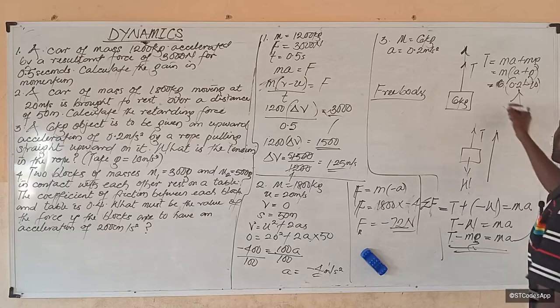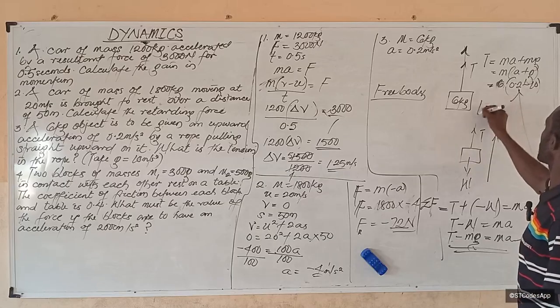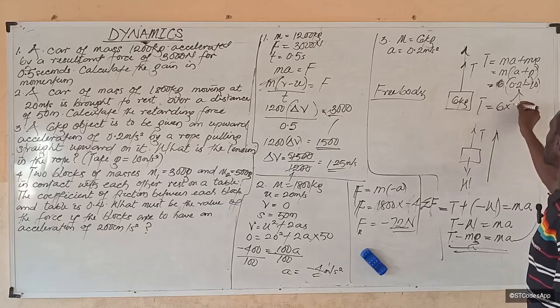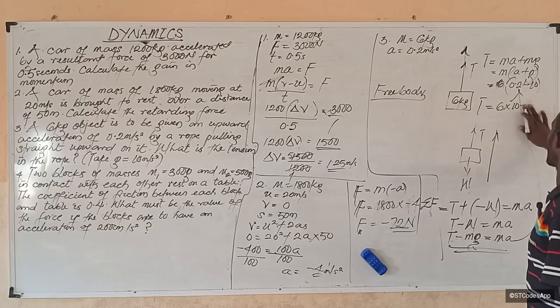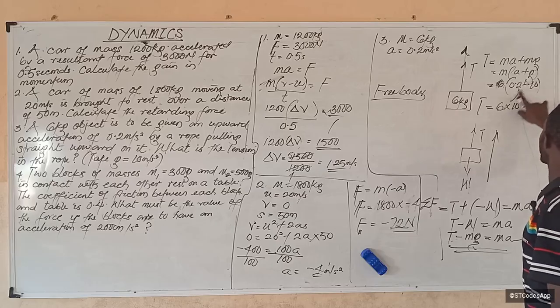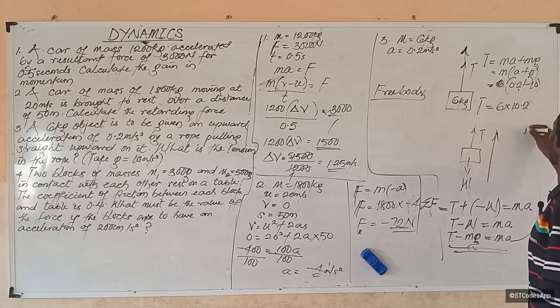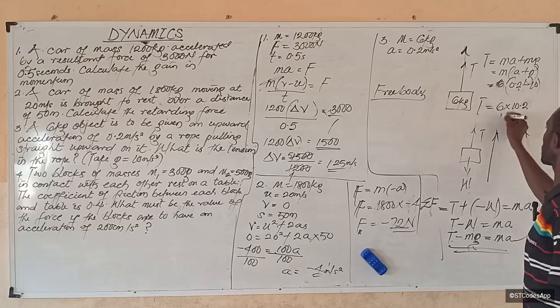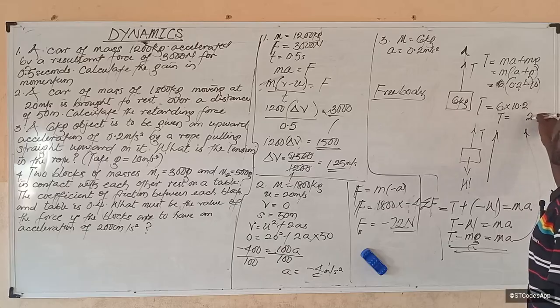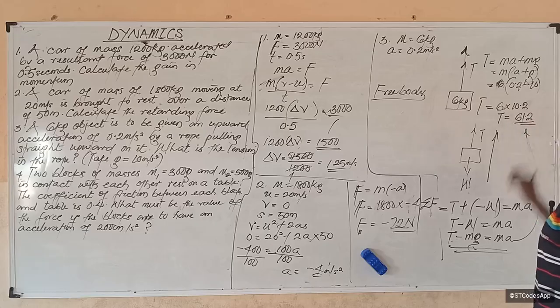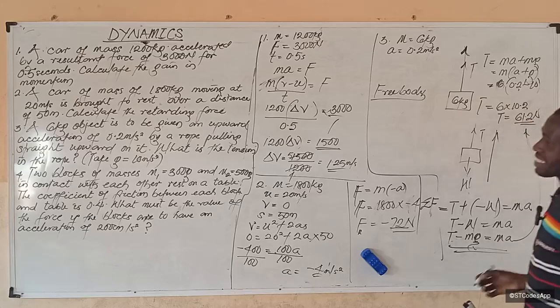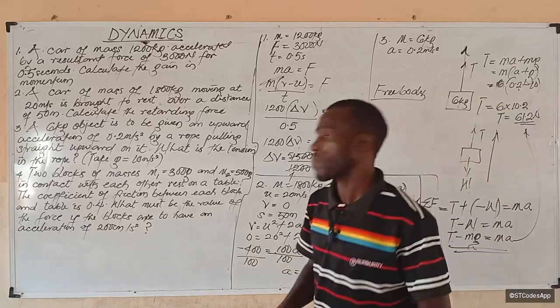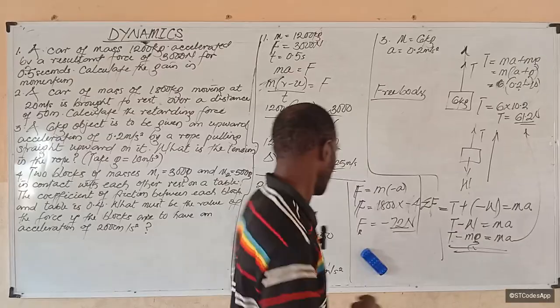So if that's the case, then tension equals 6 times 10.2. This plus this is 10.2, so 6 times that, tension becomes 61.2 Newton, and that is the answer, 61.2 Newton. Now let's go to number 4 question.